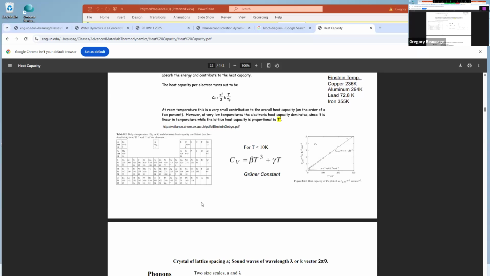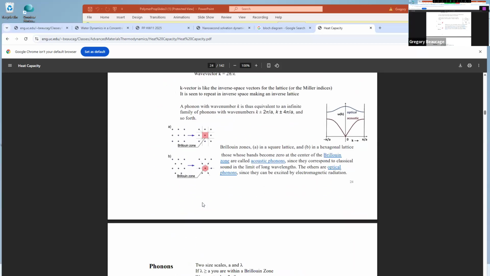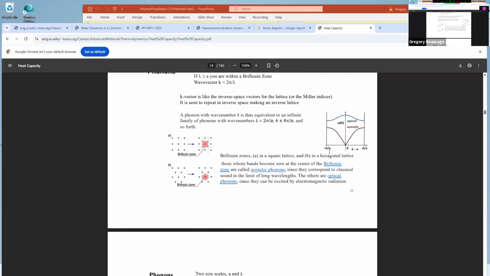Oh, I can find the name of the thing I'm looking for here. Here, this is the thing I'm looking for. A would be the atomic spacing, so pi over A is the limit because it's one atom shaking. And this is inverse space. K is the inverse space wave number, right?